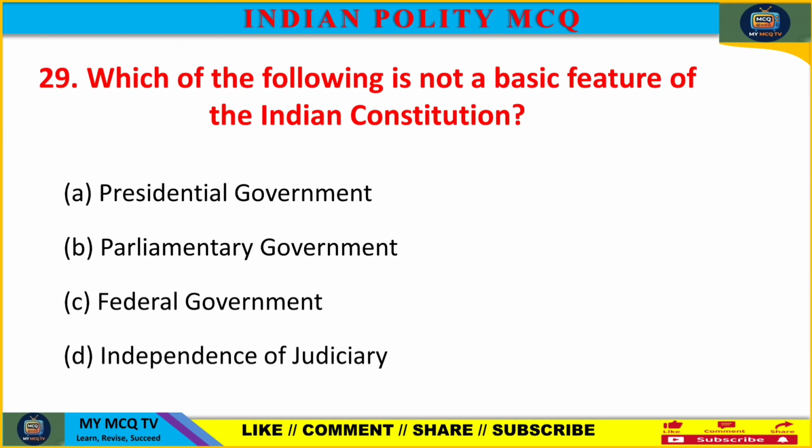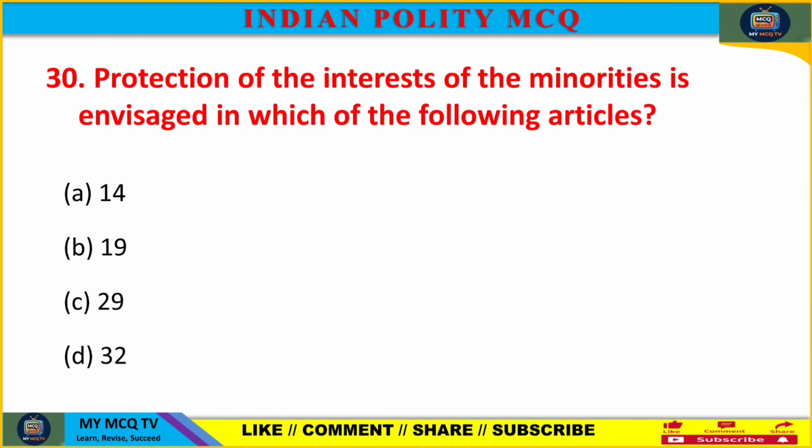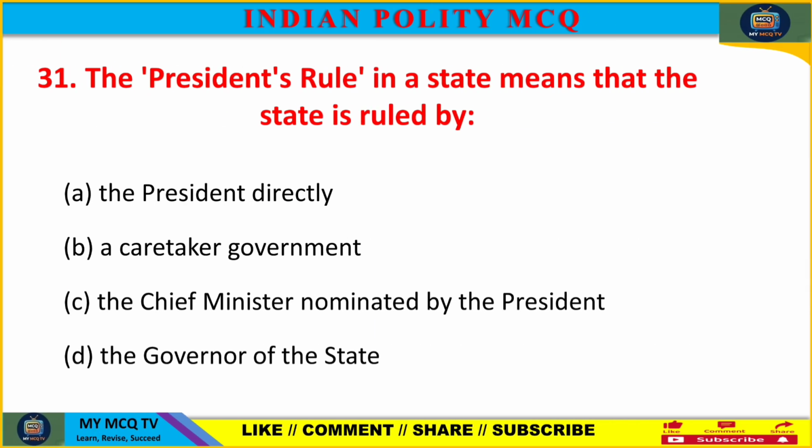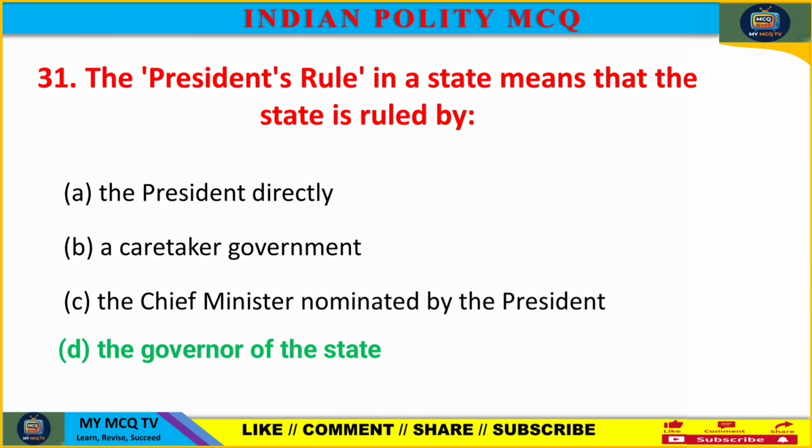Which of the following is not a basic feature of the Indian Constitution? Correct answer. A. Presidential government. Protection of the interests of the minorities is envisaged in which of the following articles? Correct answer. C. 29. The President's rule in a state means that the state is ruled by. Correct answer. D. The Governor of the state.